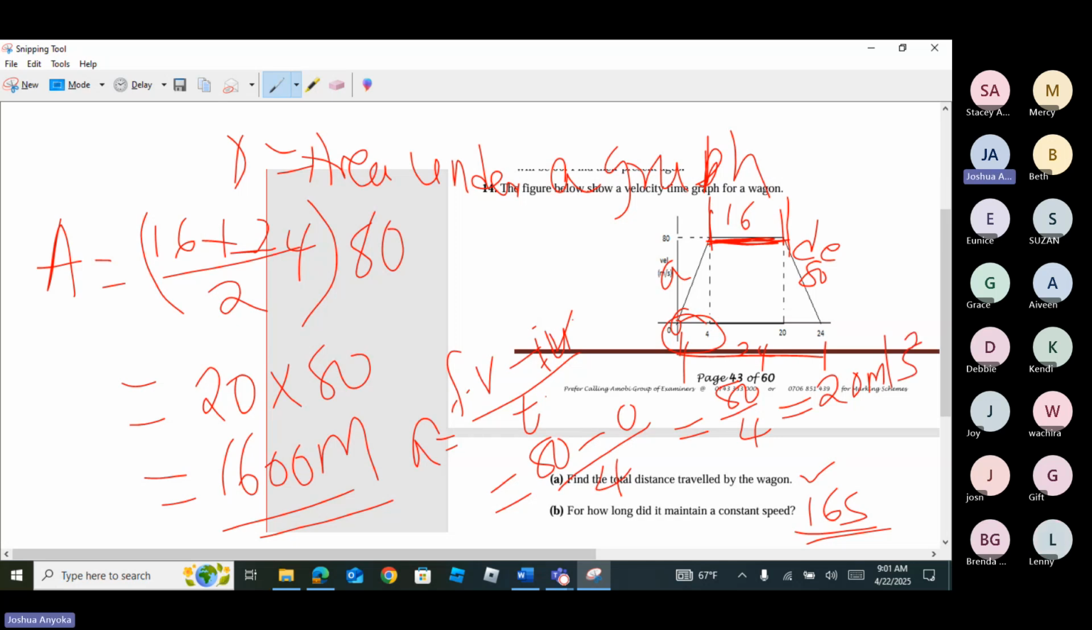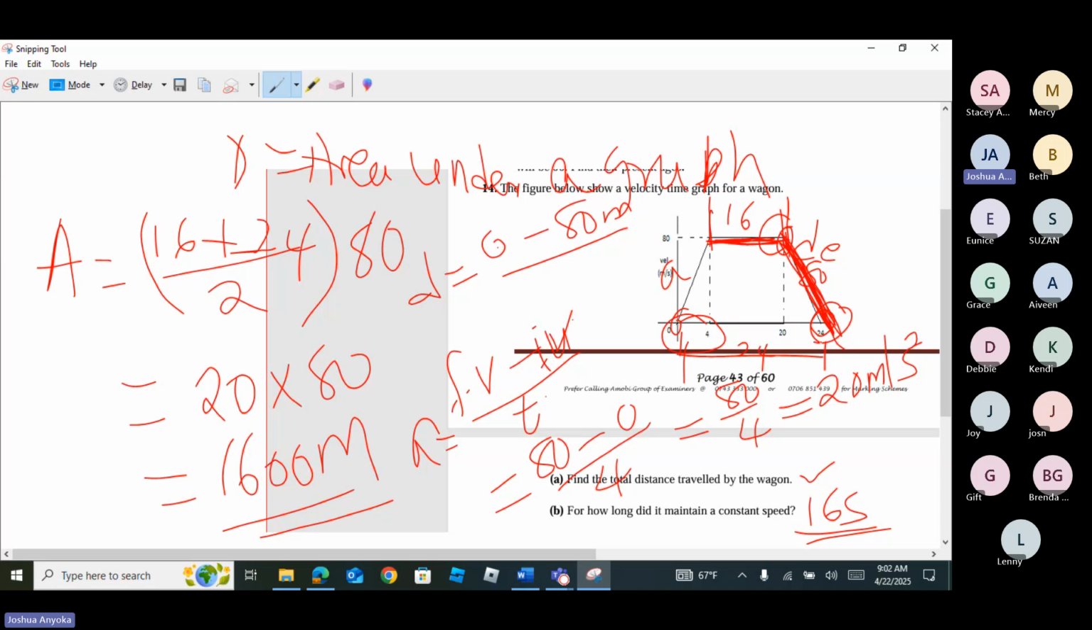If it is a deceleration, it will be the same. Deceleration is equal to the final velocity, which is 0, minus the initial velocity at this stage. So this is where we have deceleration. So final velocity is 0 meters per second. Initial velocity is 80 meters per second, divided by time taken, 24 minus 20, which is 4. This gives us negative 20 meters per second squared. So we call this one deceleration.